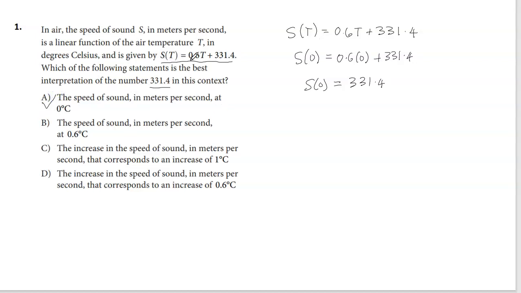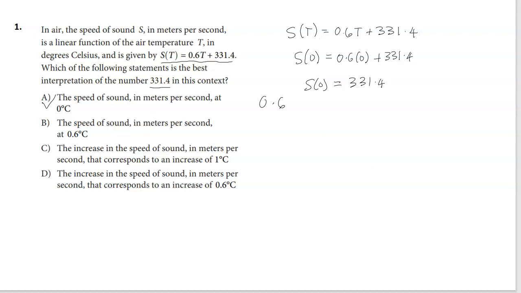They can also ask the question using a different context. For example, they can ask you what is 0.6. Then you look at it, and 0.6 is the rate of change. In this case, it's going to be meters per second per degree Celsius, or per 1 degree change. For every 1 degree change, this is how much we're getting.